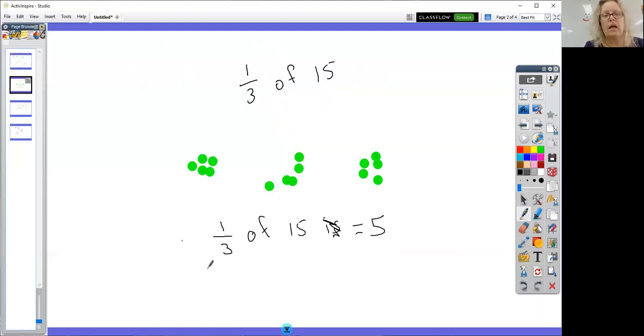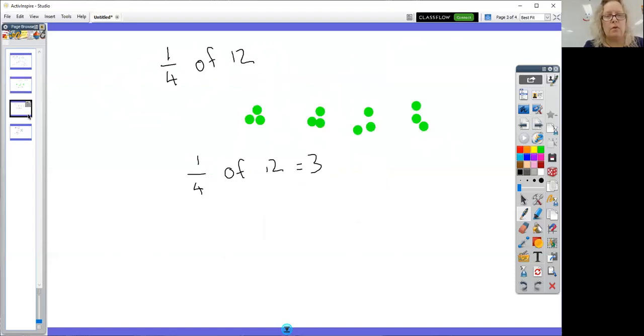Let's have a quick go at this one. 1/3 of 15 is going to end up being 15 divided by 3, which is equal to 5, which is the answer we got before. And the last one, 1/4 of 12 is 3. 1/4 times 12 equals 12 divided by 4, which equals 3.